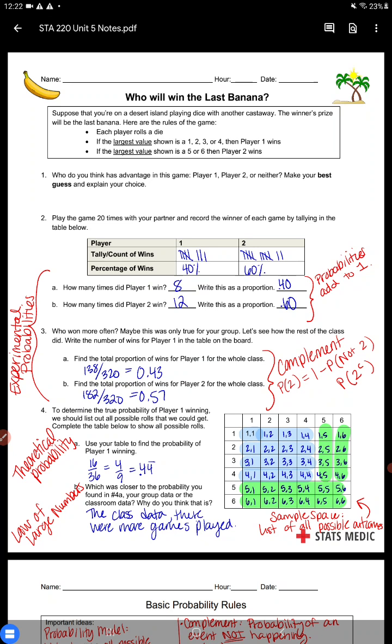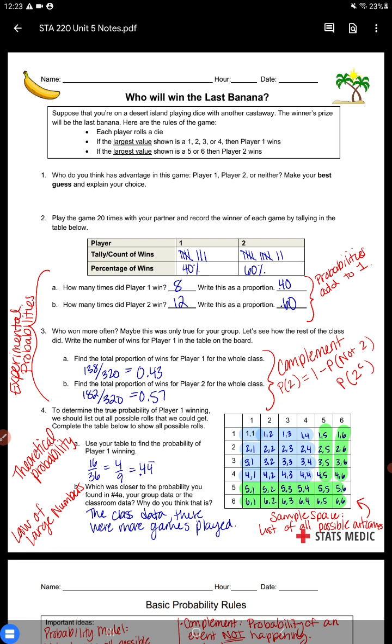Let's suppose that you're on a desert island and you are playing dice with another castaway. I don't know why, of all the things you could have brought with you on a deserted island, you chose to bring dice, but you have dice. Okay? The winner's prize will be the last banana on the island. And here are the rules of the game. Each player will roll a die. If the largest value shown is a 1, 2, 3, or 4, then player 1 wins. If the largest value shown on those two dice is a 5 or a 6, then player 2 wins.